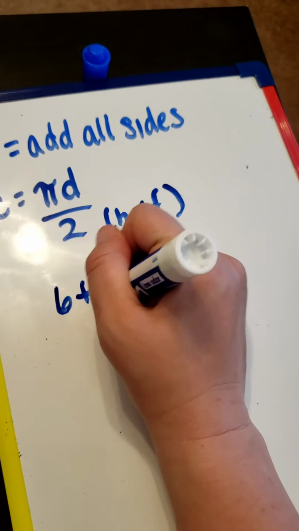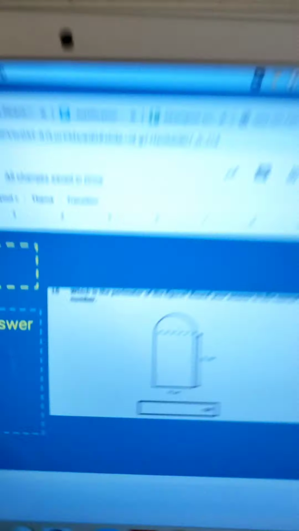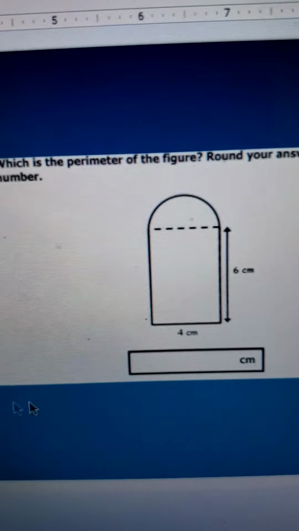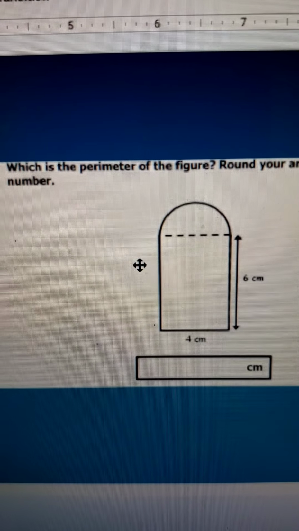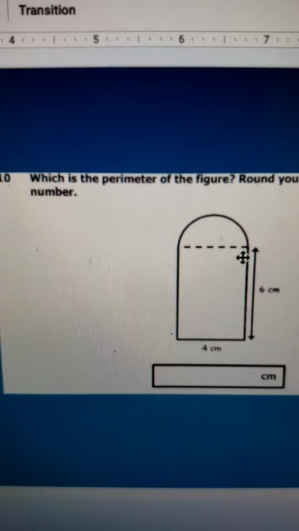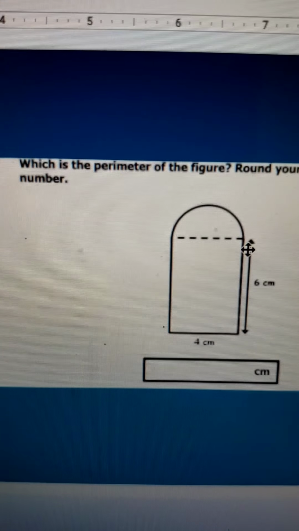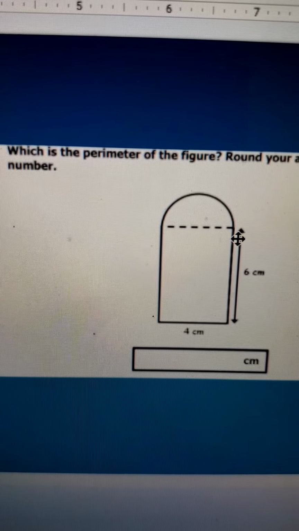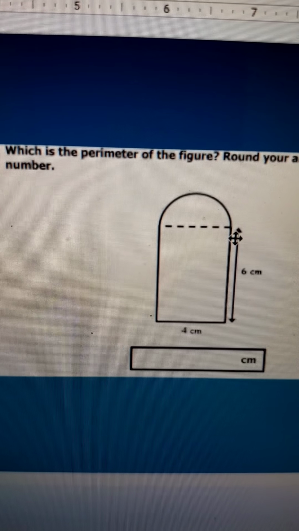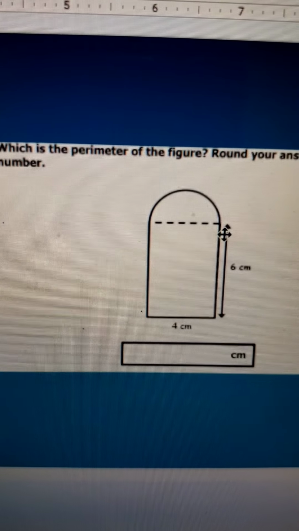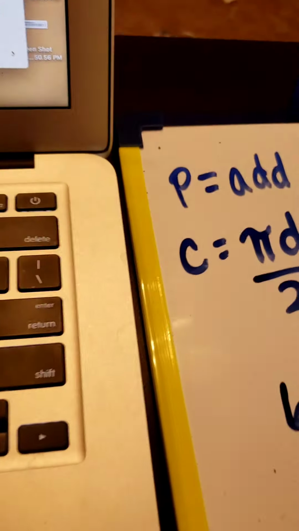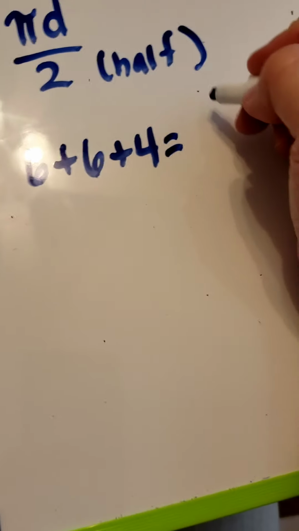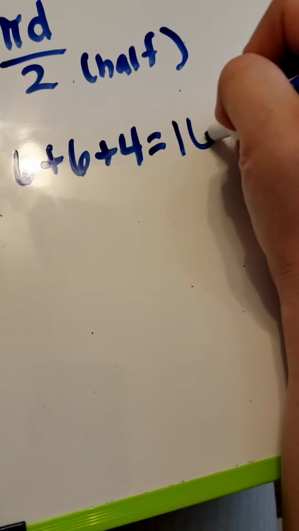So I have 2 6s showing and 1 4 showing, because if you can see right here, you can see my cursor, the dotted line, that's not the outside of the figure. So we take that away from the total of the perimeter, if that makes sense. Okay. So 12 plus 4 is going to give us 16.